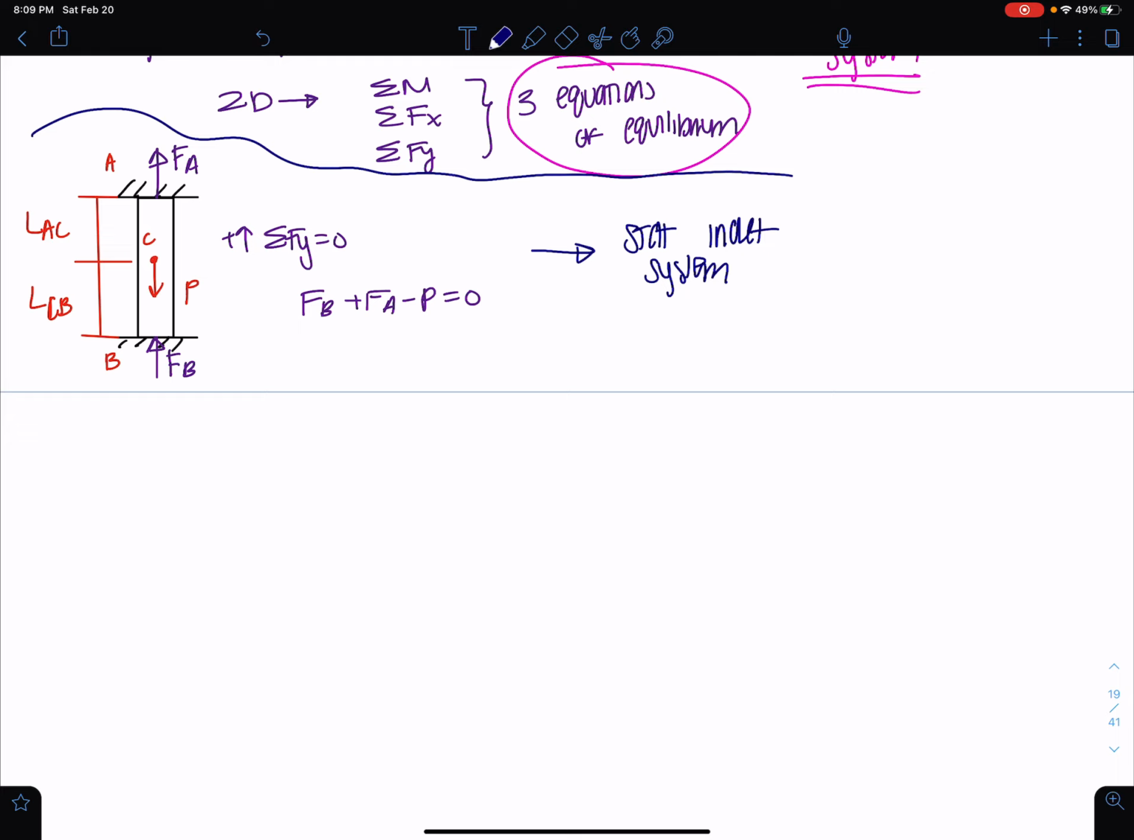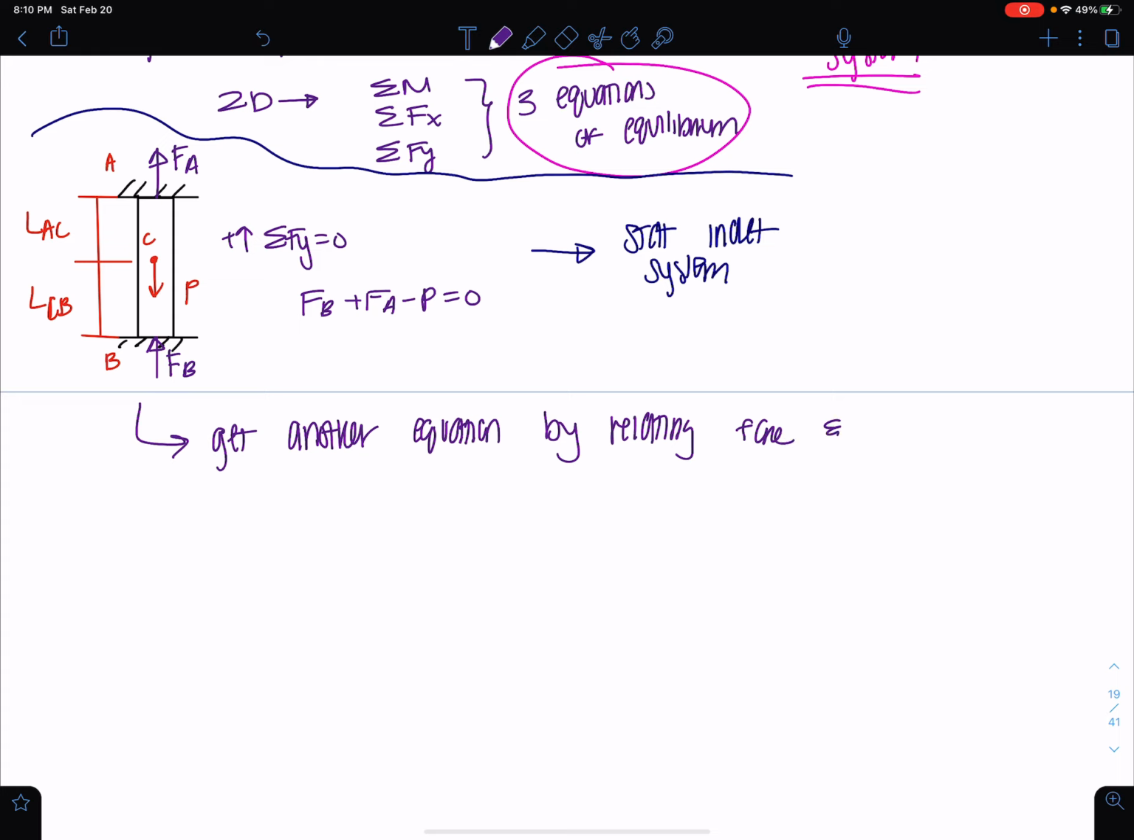So what I want to do here is figure out a way I can solve for this. One method of solving for statically indeterminate systems is to get another equation by relating force and displacement. I want to build another equation for me to use by relating the concepts of force and displacement.